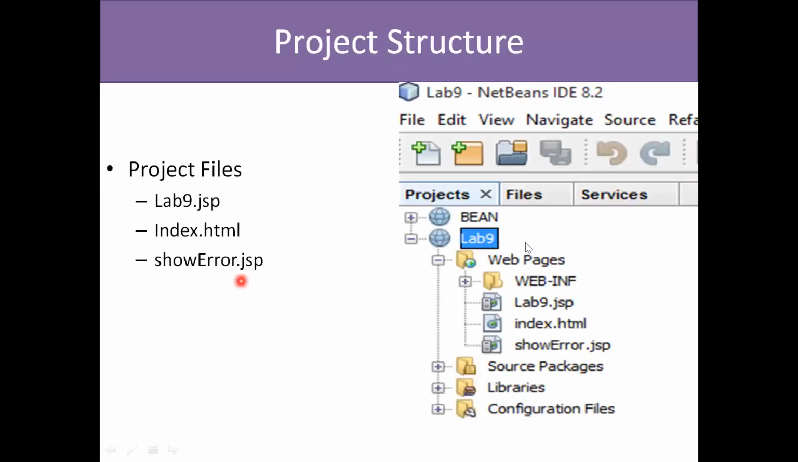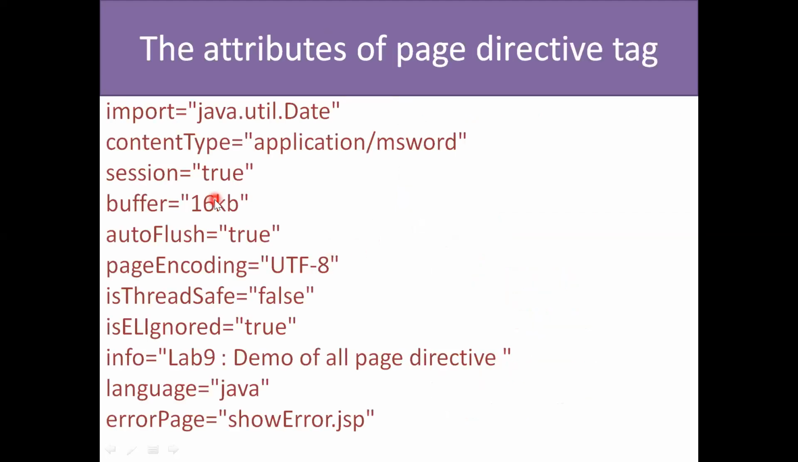So this is the file structure of the page directives, wherein there will be three files: lab9.jsp, index.html, and showerror.jsp. When you create this file structure, it will look like this. So the name of the project, and all these three files will be created in the web pages directory here.